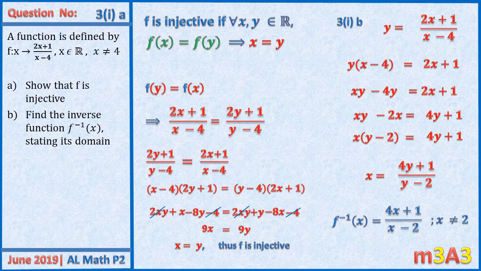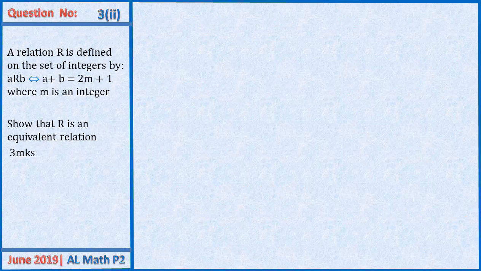Now the next part of the question. A relation R is defined on the set of integers by a relates to b implies a plus b is equal to 2m plus 1, where m is an integer. That's the relation a to b. Show that R is an equivalence relation.